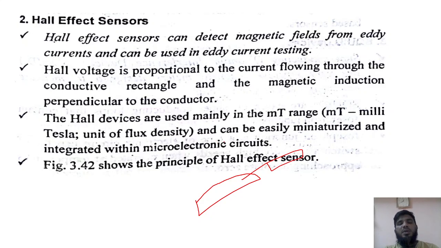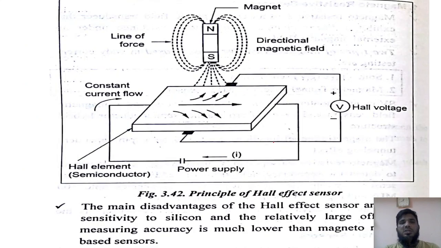Okay, per unit area, and it can be easily miniaturized and integrated with microelectronic circuits. So this is a diagram in which we are allowing a current. So this is a Hall element. Because of the flow of current in this, there is generation of flux.